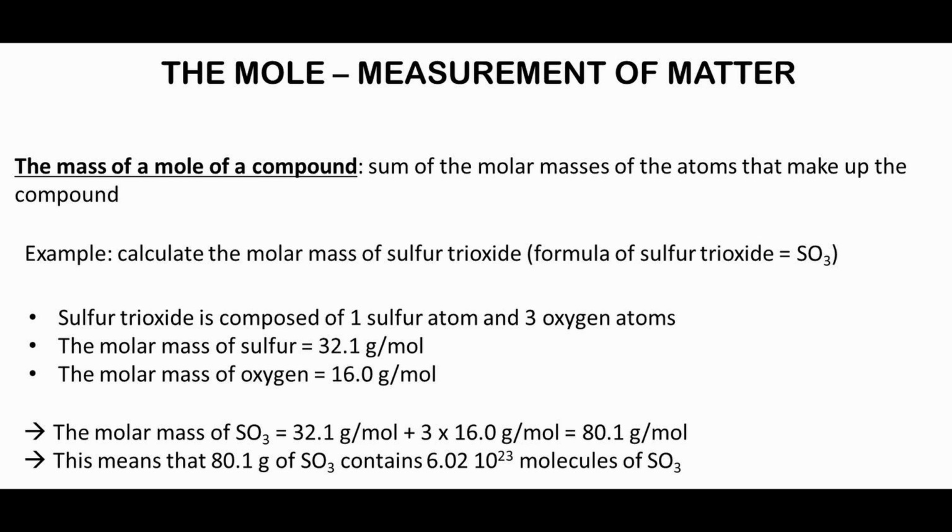To obtain the molar mass of sulfur trioxide, sum the molar mass of each atom that makes up the compound, and we arrive at 80.1 grams per mole. In other words, 80.1 grams of sulfur trioxide contains a number of molecules equal to Avogadro's number.